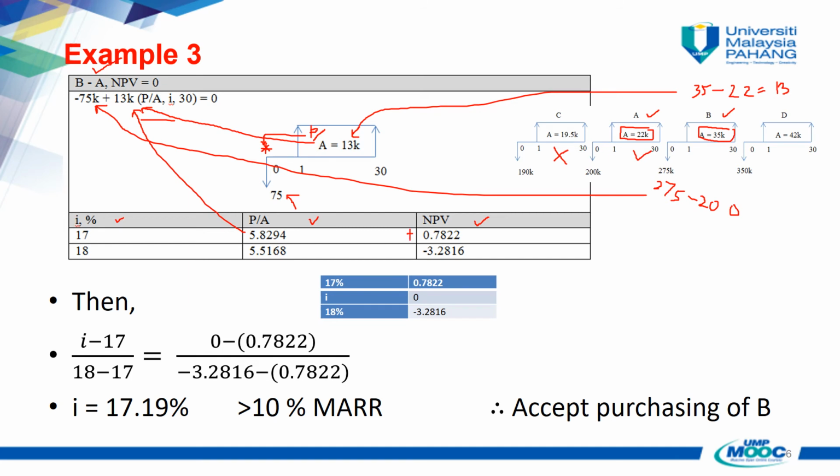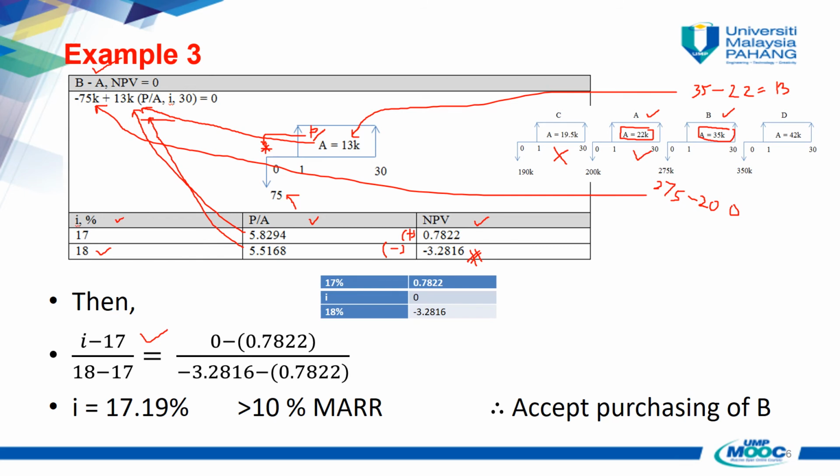Even I am putting 11%, 17%, I still got positive NPV there. So I put 18% for the next interest there, and then I put the value inside P over A, and then we will see that, wow, the NPV will become negative 3%. So we stop here because we got positive value and also the negative value, and then we interpolate between 17% to 18%.